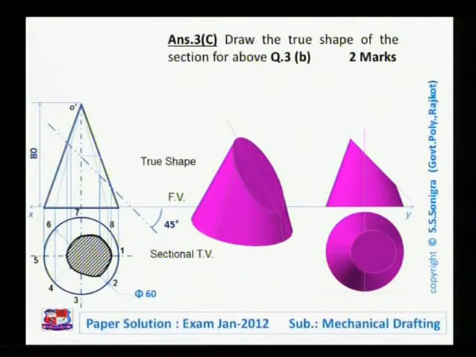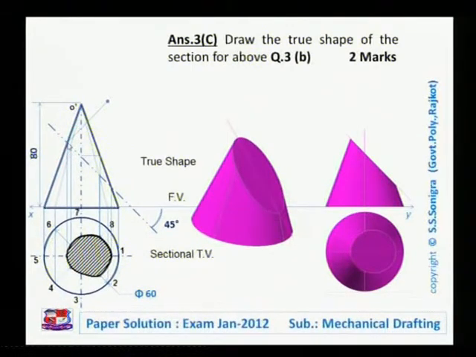Here to draw the true shape, if you want to see this elliptical shape, we have to look from this direction, the direction which is perpendicular to this cutting plane. If we look from that direction, its true shape would appear. Hence, to see this view from here, let me draw lines from these points like this. Suppose we pick up this point P5.